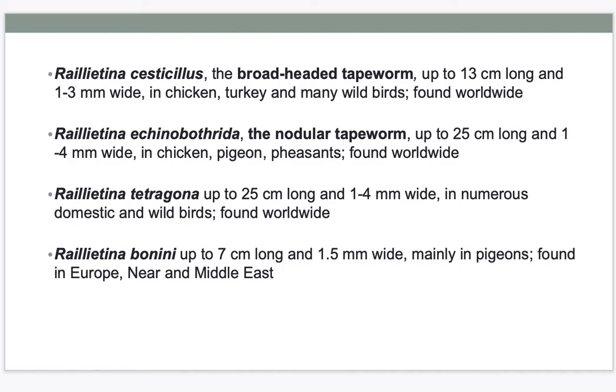Your R. tetragona is up to 25 centimeters long and 1 to 4 millimeters wide, and it's found in numerous domestic and wild birds worldwide, while your R. bonini is up to 7 centimeters long and 1.5 millimeters wide. They are mainly found in pigeons, and they are found in Europe and the Near and Middle East.